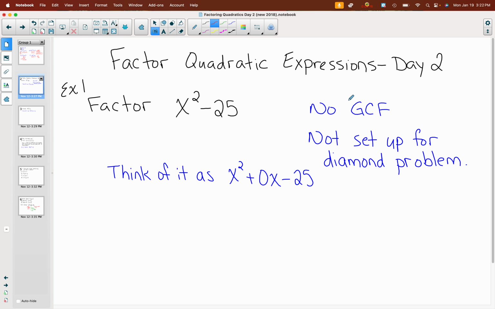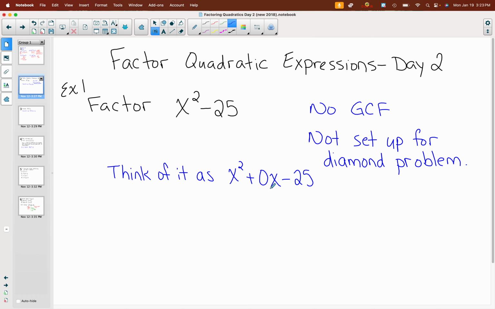Okay, so we're going to do some special cases today. So these are some unique ways that we have for factoring a couple different situations. One of them is this, x squared minus 25. If you take a look, there is no GCF, so I can't pull out a common factor. And it's not set up for a diamond problem, because notice I don't have an x term. I only have the x squared term and the constant.